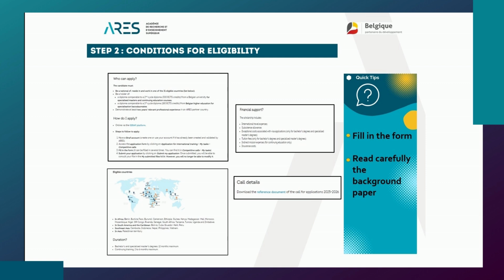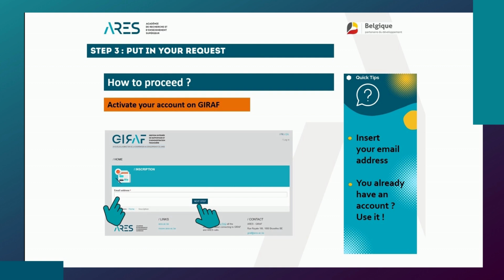After clicking on this link, you will be directed to a form to create your GIRAF account. For more details, you'll have to download the attached document. This tab is the first step to create your GIRAF account. Now, insert your email address. If you already have a GIRAF account, use it again. You can also reset your password if it ever slipped your mind. Then, click on Next Step.